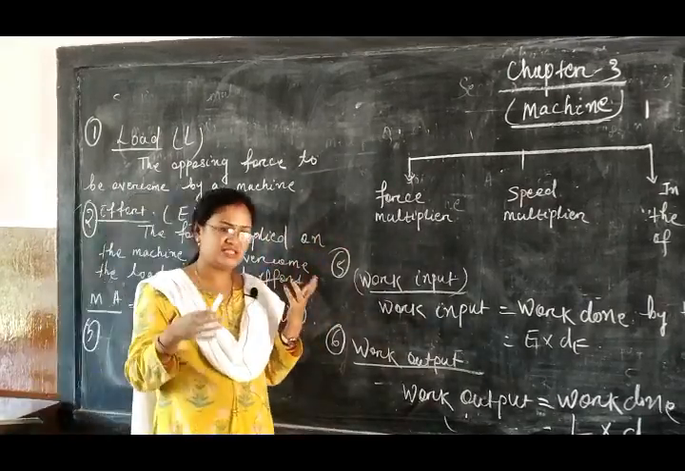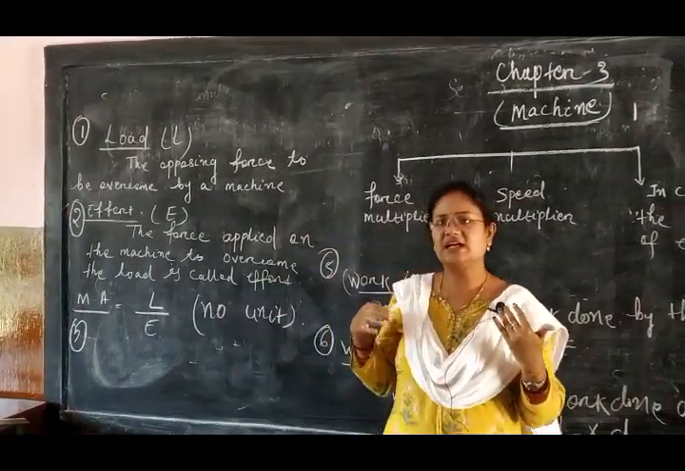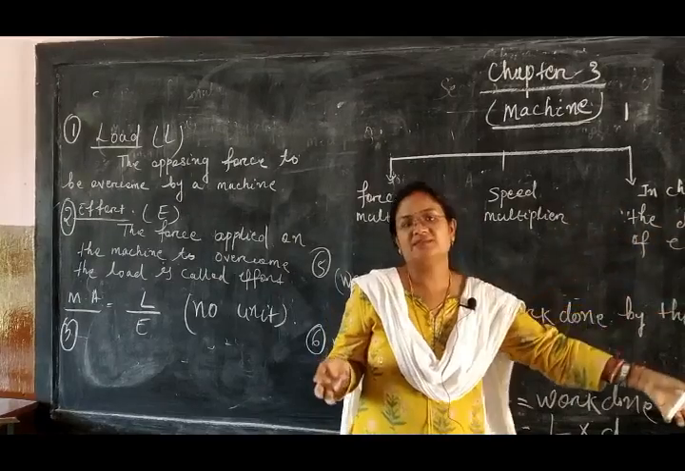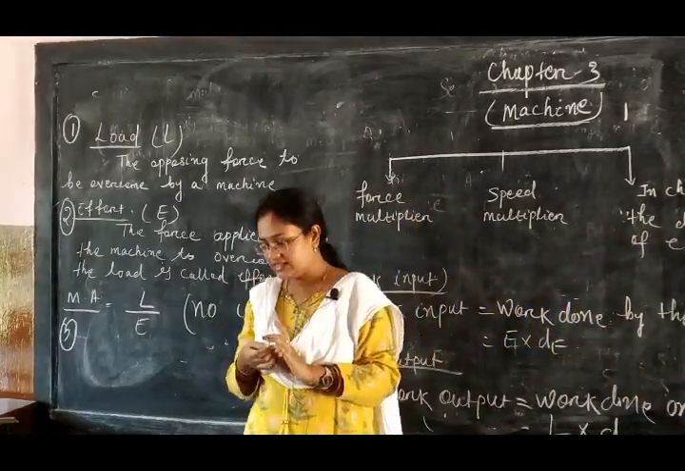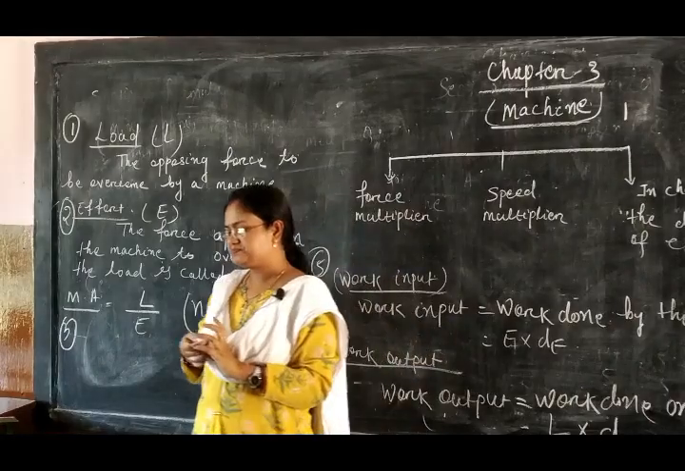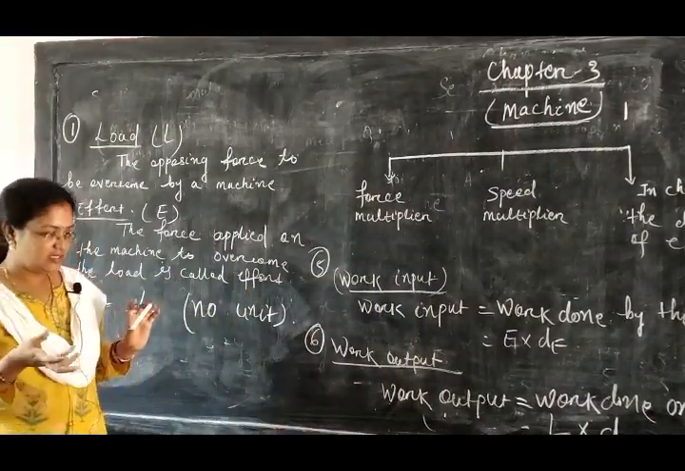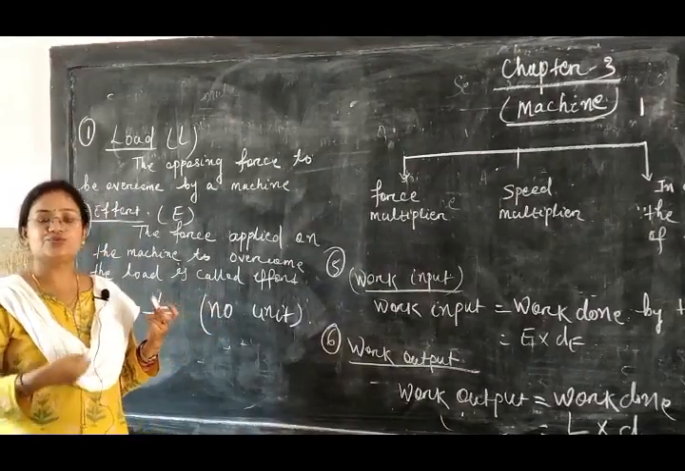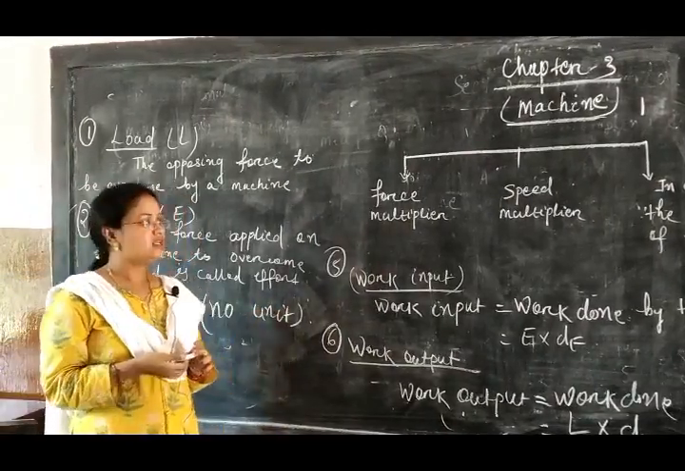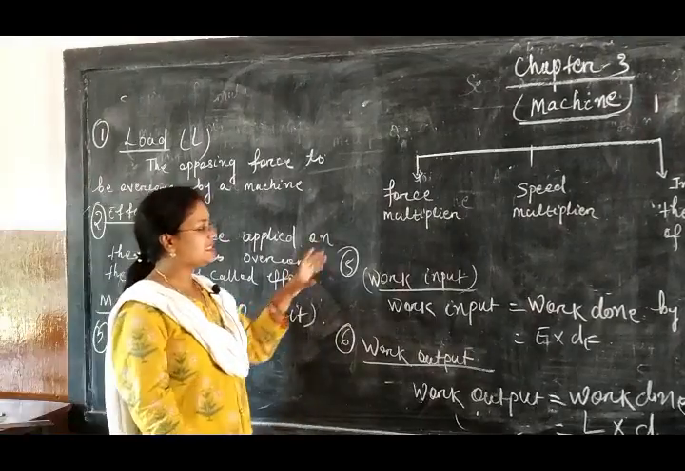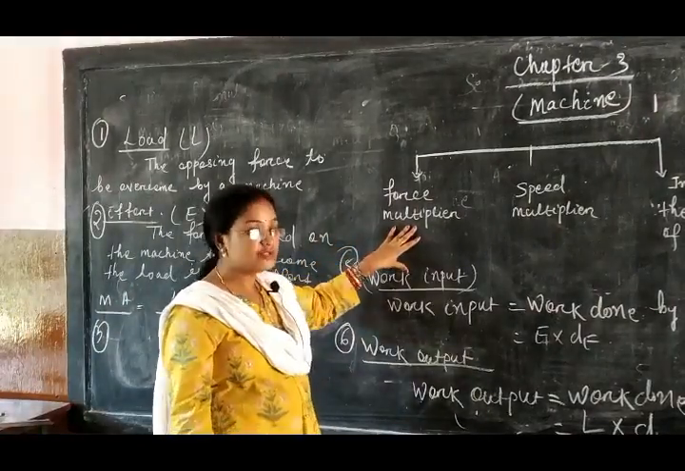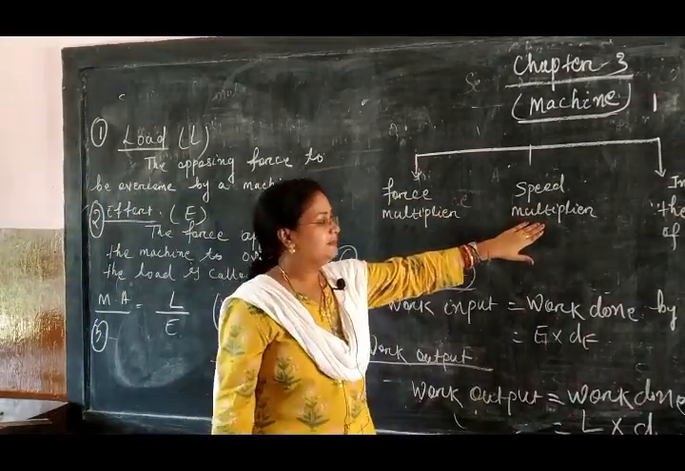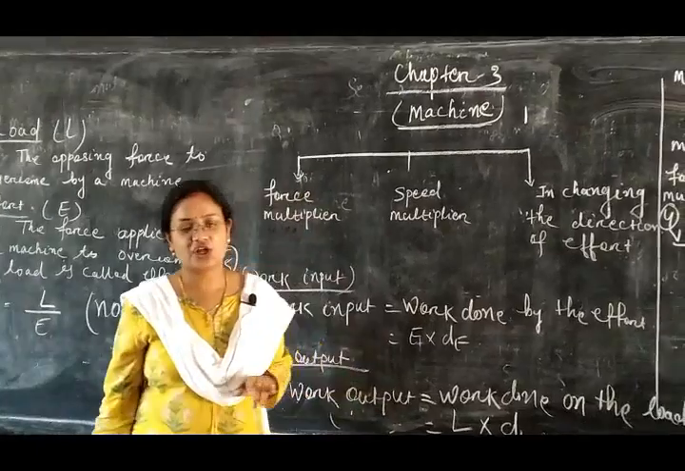So many machines we are using in our daily life. Suppose scissor is a machine. Suppose this door is a machine. One kind of machine is a jack, which is used to lift a car. This is a machine. So the main function of machine is that it multiplies the force. It is used as a force multiplier, it is used as a speed multiplier, and it changes the direction of effort.